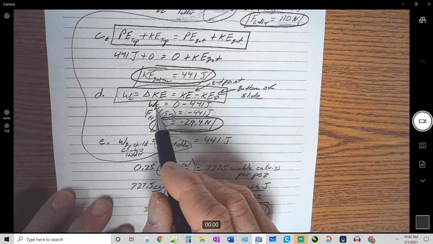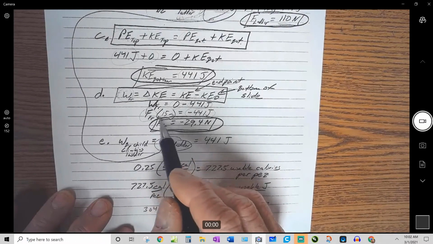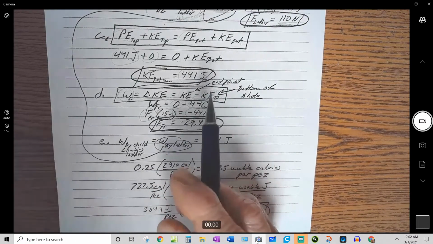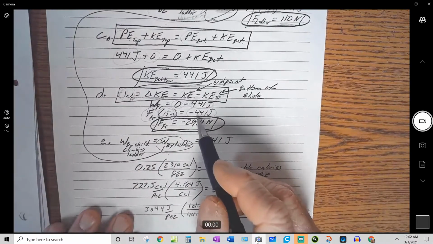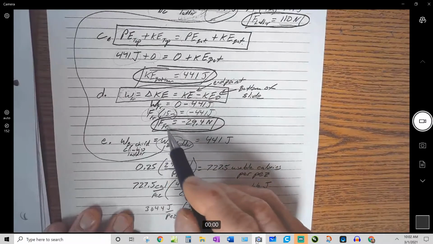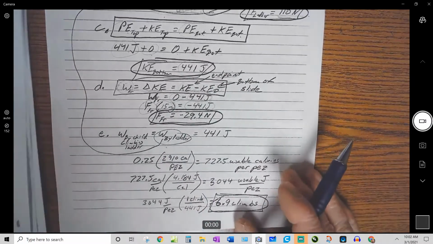So the work done by friction is force of friction times distance. That's the distance that the friction does its work over, and here's the work that it does. So when you solve for friction, you get negative 29.4.